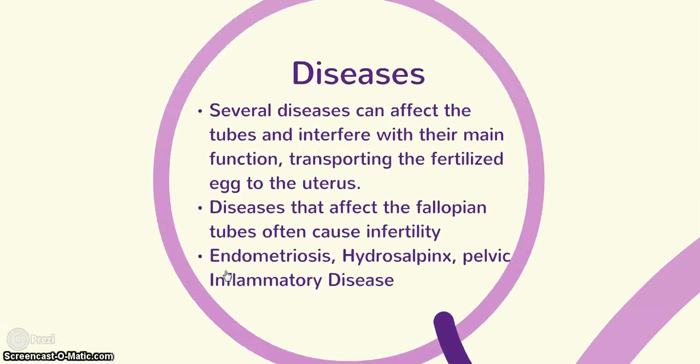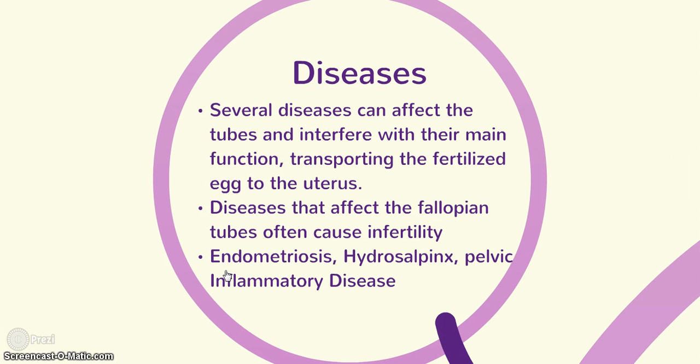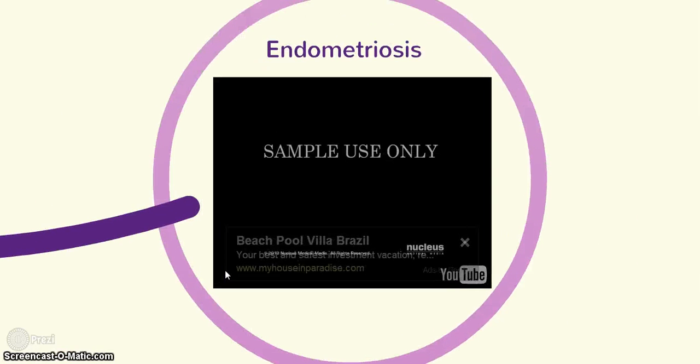As we saw in the video, this procedure is to see if there's any blockage in the fallopian tubes. There are several diseases that can affect the tubes, interfere with their main function, that is to transport the fertilized egg to the uterus. Diseases that affect the fallopian tubes often can cause infertility: endometriosis, hydrosalpinx, pelvic inflammatory disease. Here's a video about endometriosis.